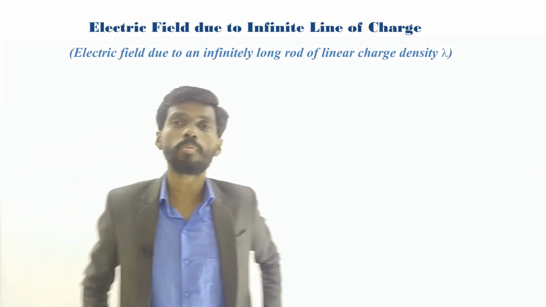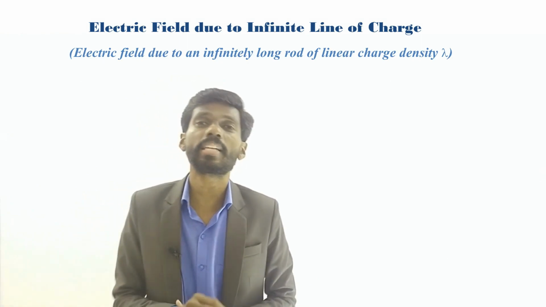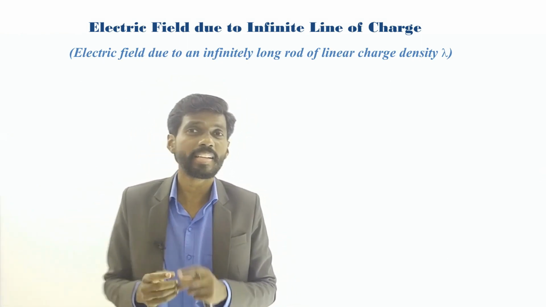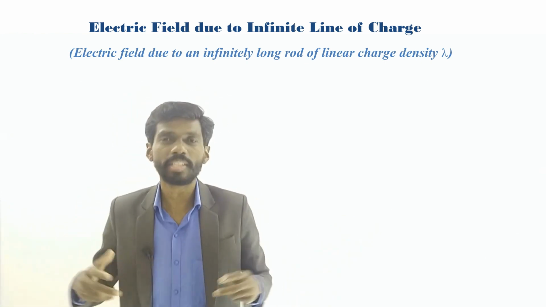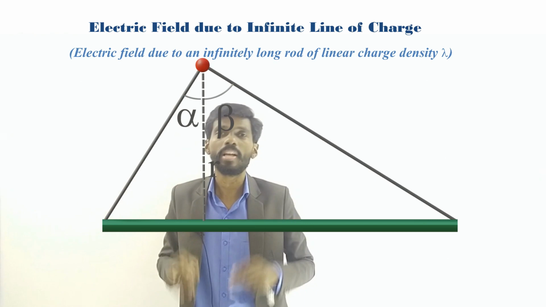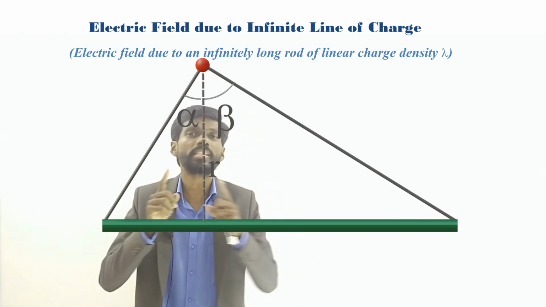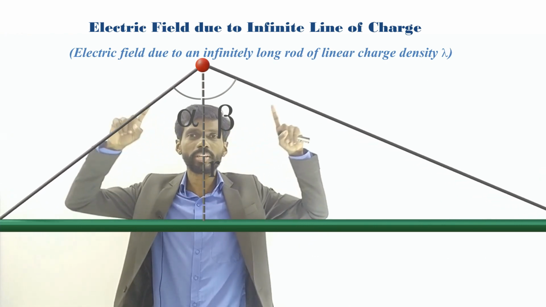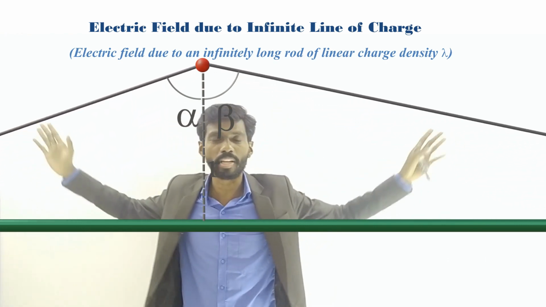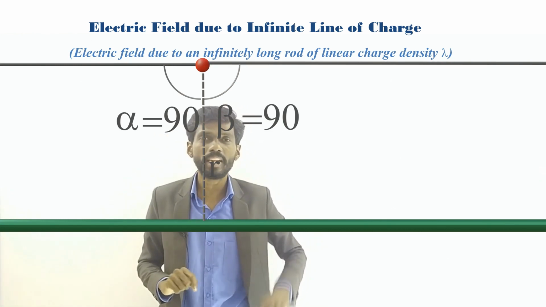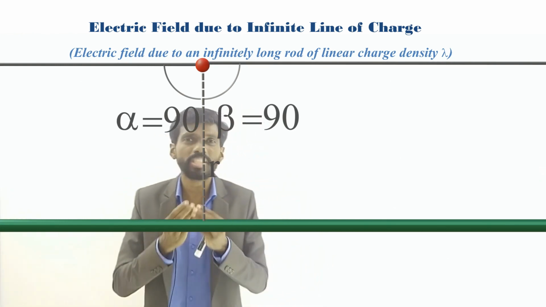As a particular case of what we derived previously, we will find the electric field due to an infinitely long rod. What is an infinitely long rod? Is there anything that is infinitely long? It is only a relative term. The length of this rod is very big compared to the distance. If you keep on increasing the length of this rod, the angle will also increase. Finally, when the length becomes infinity, the angle becomes 90 degrees. Alpha becomes 90 degrees, beta becomes 90 degrees, which means it is a very long rod.